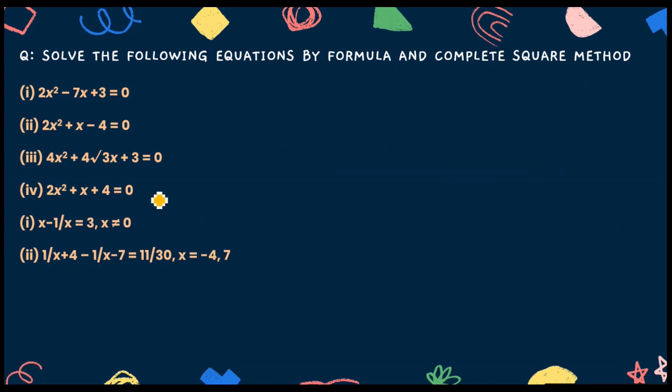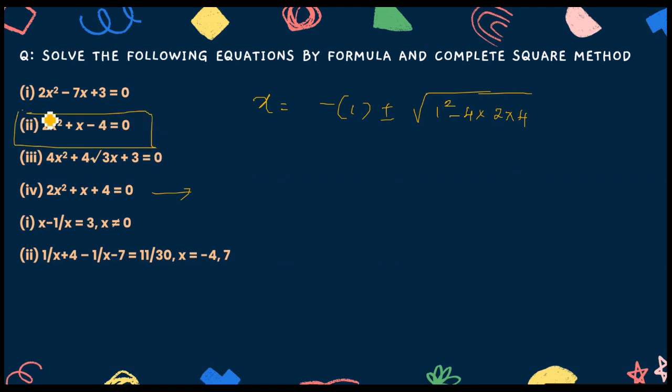Don't mind, I'm going fast because the formula method is very easy. Come on. x equal to minus b plus or minus square root of b square minus 4 into a into c. a is 2, c is 4. If we do this, is that okay? This and this are the same, I think. Only here you have minus 4 and here you have plus 4. Okay, let's omit this.